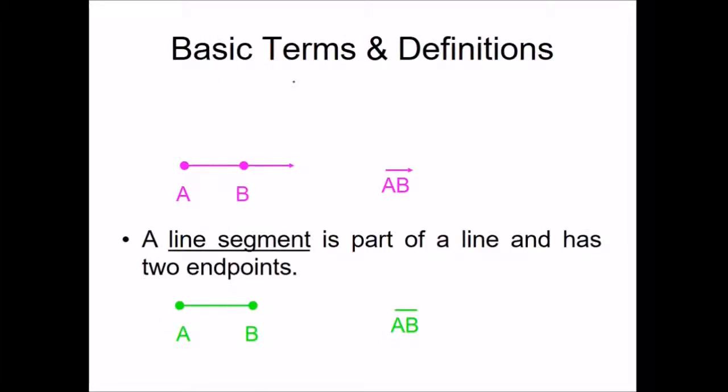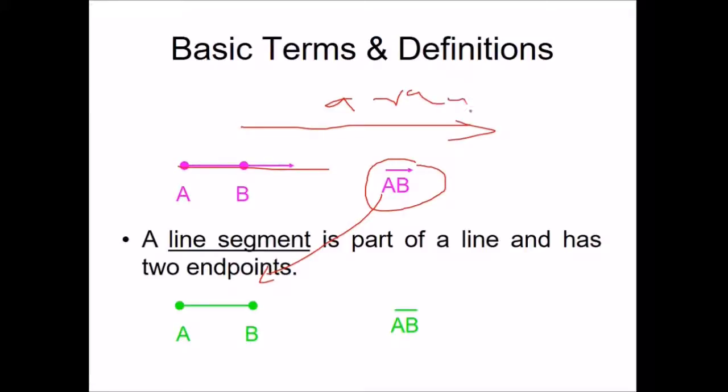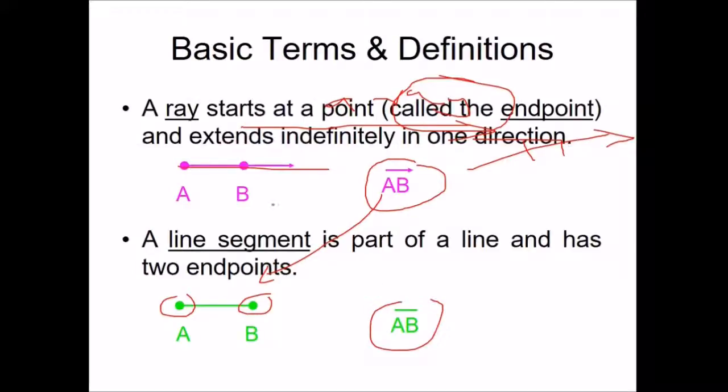So the basic terms and definitions are: a line segment is a part of a line and has two endpoints. If this is a line, this is a line segment. Then a ray: you don't know where it is going, but you take a part of it, a line segment. This is a part of a line and has two endpoints, it has to have 2 points. A ray starts at a point called the endpoint and extends indefinitely in one direction. We don't know till what point it may go, to infinity.